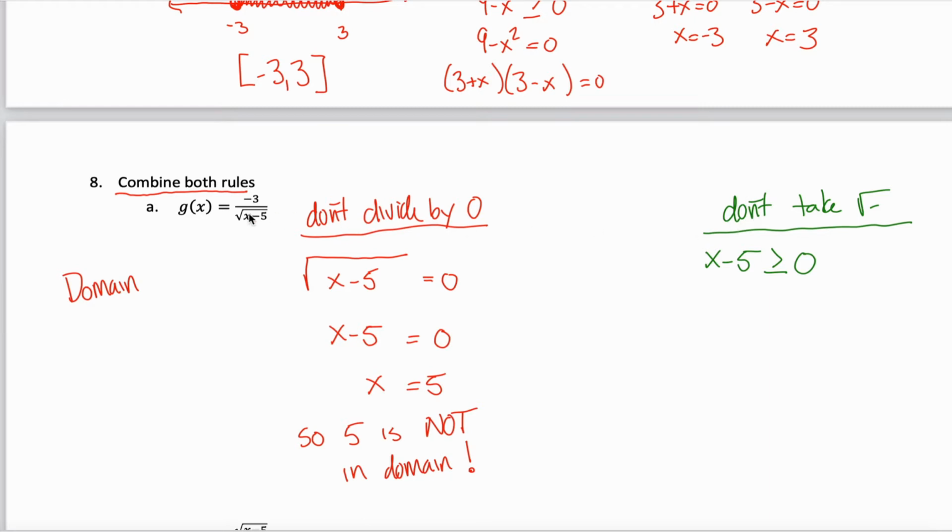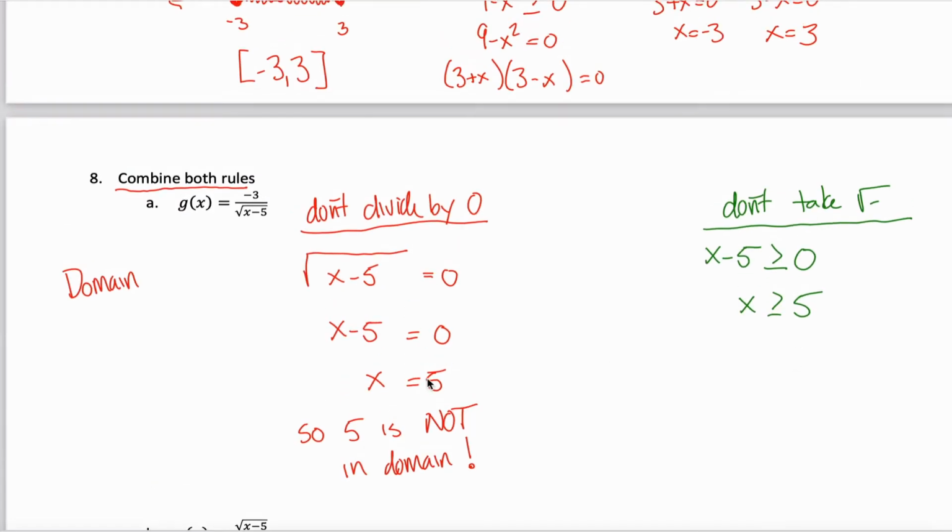For this purpose, it's just whatever's underneath the radical has to be greater than or equal to 0. Fortunately, this is a pretty easy inequality to solve. We don't need sign lines or anything advanced like that. Just add 5 to both sides and get x is greater than or equal to 5. Wait, so I have two different answers.